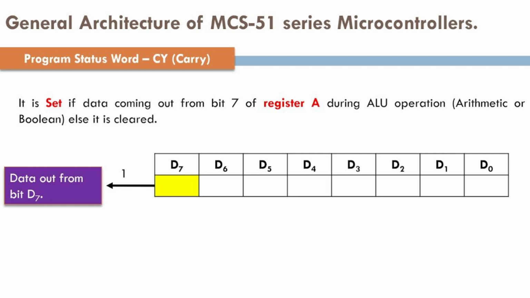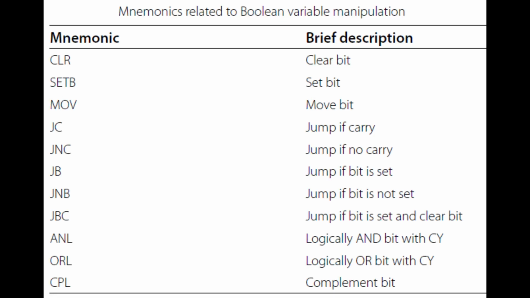In addition to its role in arithmetic operations, the carry flag also functions as the accumulator for Boolean operations, enhancing its versatility within the system. Importantly, the carry flag can be directly modified using bit-level instructions, providing greater control and flexibility in programming. Understanding the role and manipulation of the carry flag is crucial for efficient and accurate microcontroller programming.